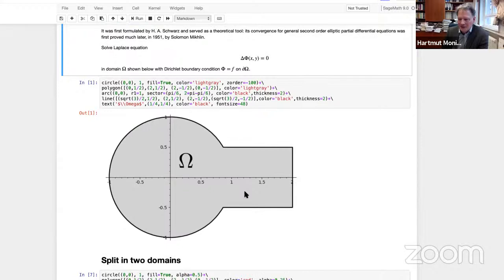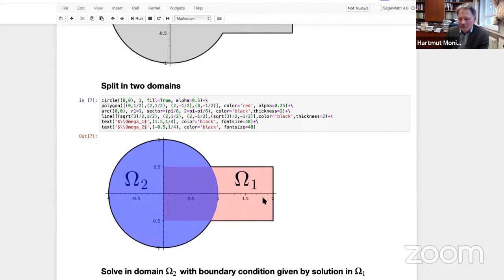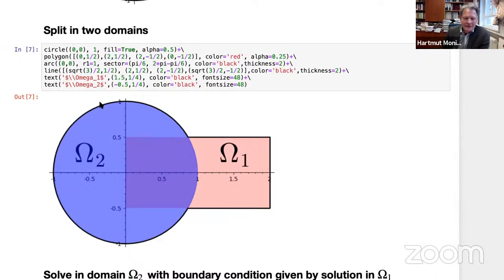Okay, so what he said is basically, in this domain, there are two simple domains which I can think of. One is a rectangular domain and one is the circular domain. And what I could do is calculate the solution of the Laplace equation in the simpler domain by, for example, series expansion in some cylindrical harmonics in the circle, and I can calculate the solution of the Laplace equation by some series expansion in omega one. So omega one is the rectangle, omega two is the circle.